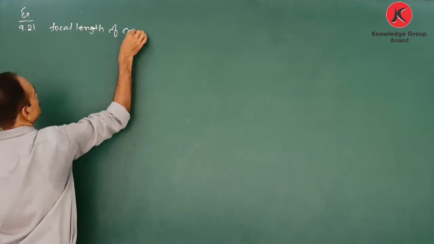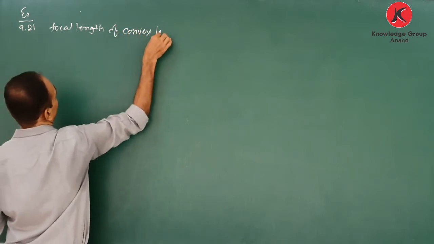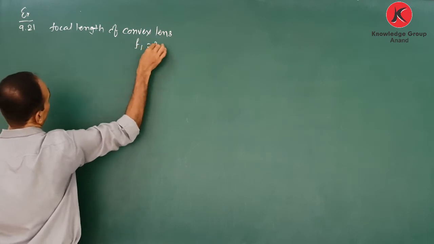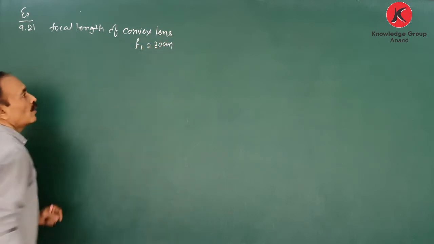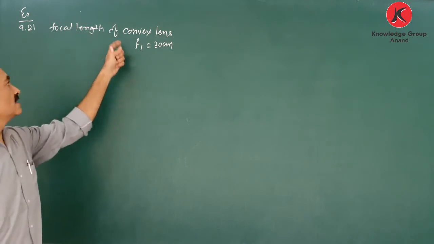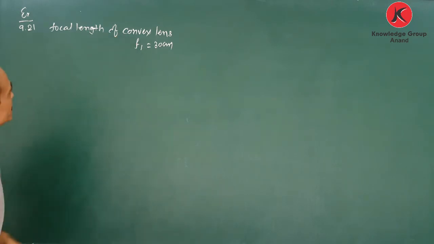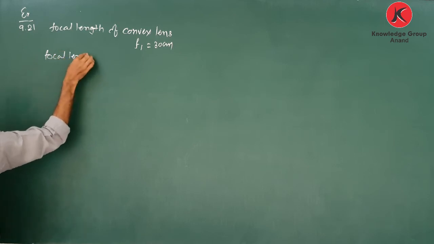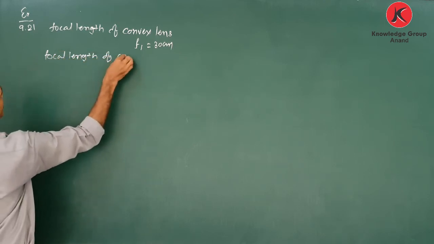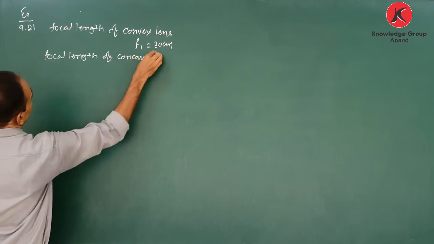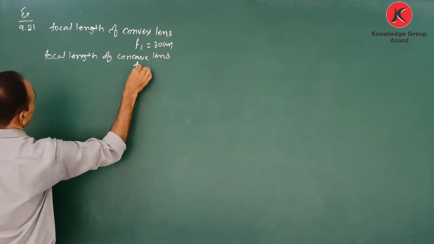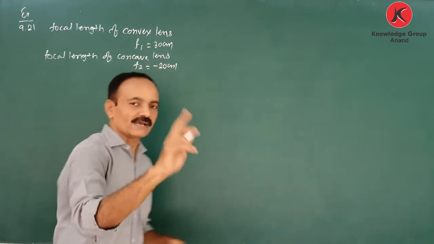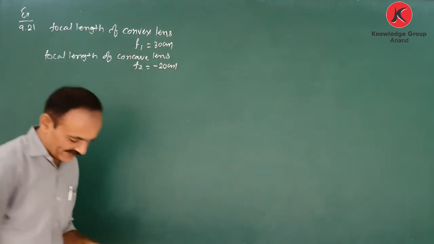Therefore, the focal length of the convex lens, that is given as f1, is 30 centimeter. For a convex lens, the focal length is positive, and the focal length of the concave lens, f2, is equal to minus 20 centimeter. For a concave lens, the focal length is negative.